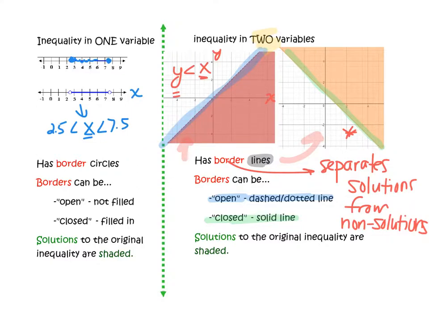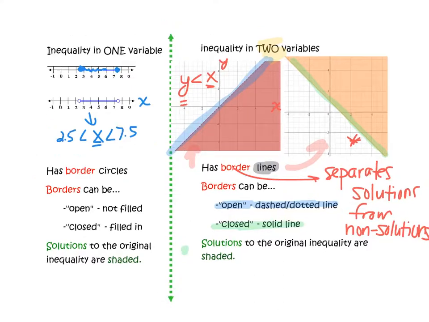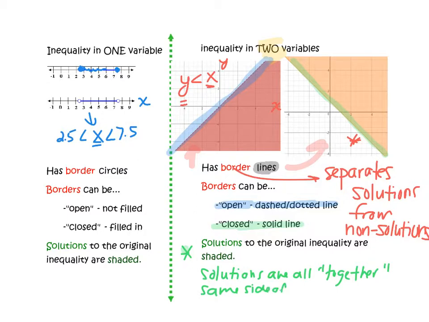The last thing that's really important to note when it comes to the solutions, and it is still true with an inequality in one variable as well, but specifically looking over here, is that the solutions are all together, meaning they're on the same side of the line, the same side of the border. Just like over here, all the solutions were together.